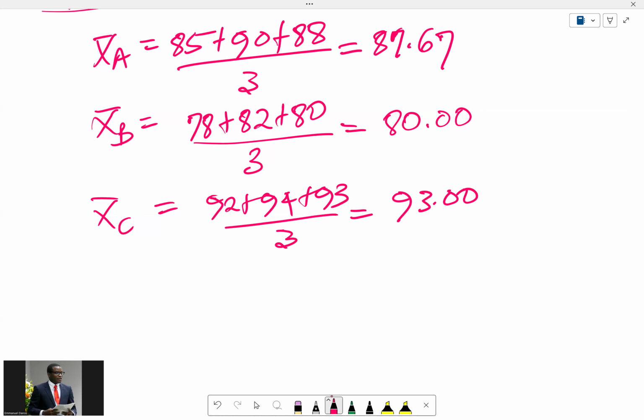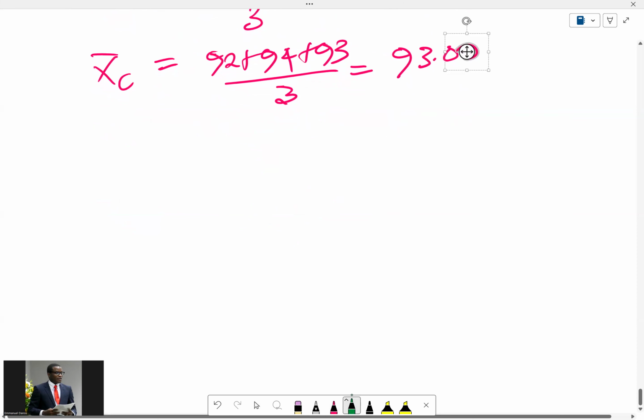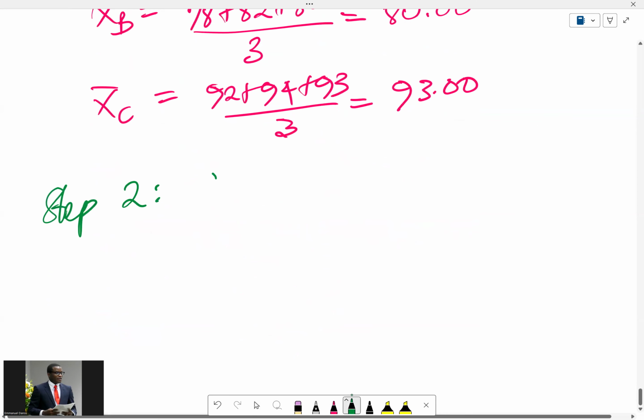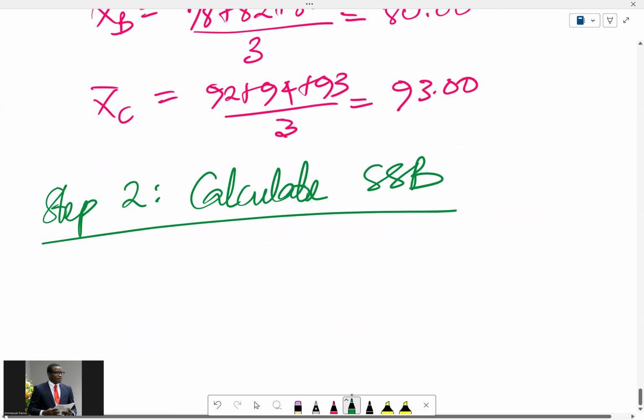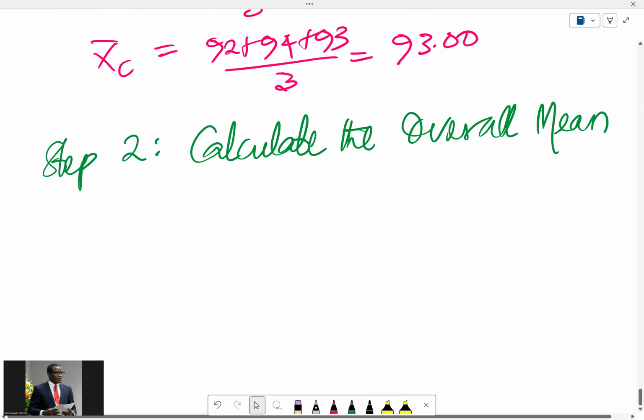Now the next thing is to calculate the SSB. So step two, calculate SSB, the sum of squares between. And how do we do that? Oh, okay, sorry. Step two should be to calculate the overall mean. That means the mean of means, right? We can add these three together and divide by three, or we can add all the numbers we have.